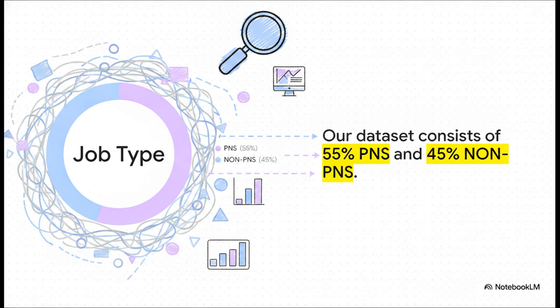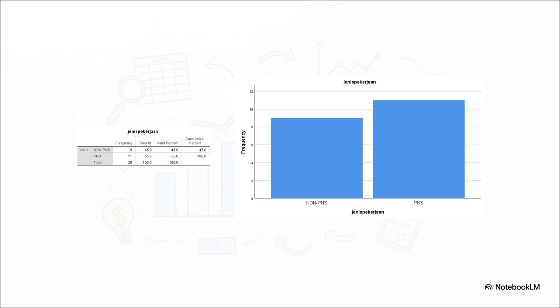Just like that, the chaos is already starting to take shape. What's really cool is that SPSS doesn't just throw a raw number at you. It provides this beautifully clean frequency table, showing the exact count of 11 PNS and 9 non-PNS. Plus, it gives you a super clear visual bar chart to prove those exact percentages right before your eyes.